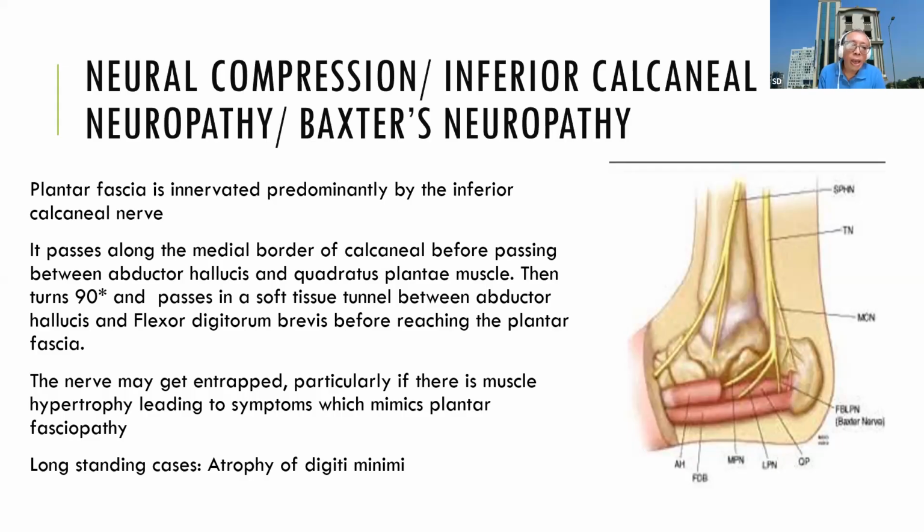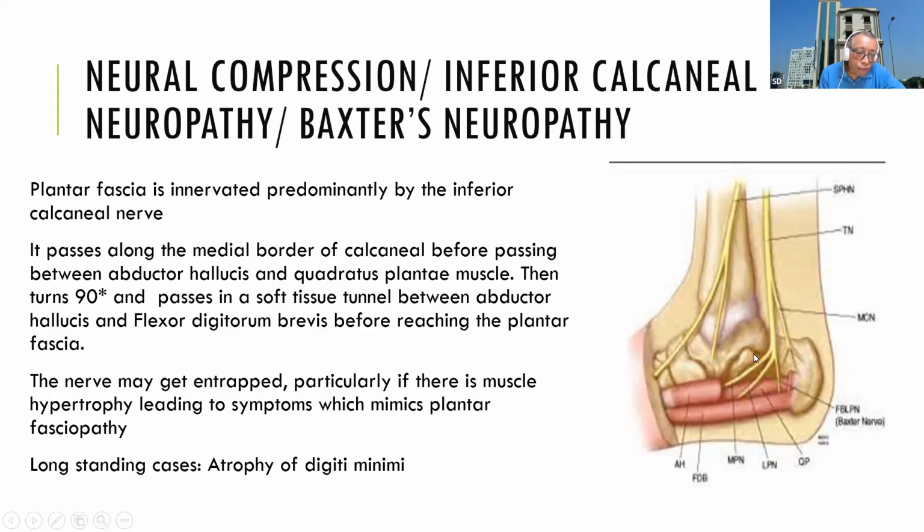So basically, the plantar fascia is supplied by the inferior calcaneal nerve, and this inferior calcaneal nerve is the first branch of the lateral plantar nerve. If you see this picture, the posterior tibial nerve is this yellow one on the posterior aspect of the tibia. The first branch of the posterior tibial nerve is the medial calcaneal nerve. After it gives off the medial calcaneal nerve, near the tarsal tunnel, it divides into the medial plantar and lateral plantar nerves.